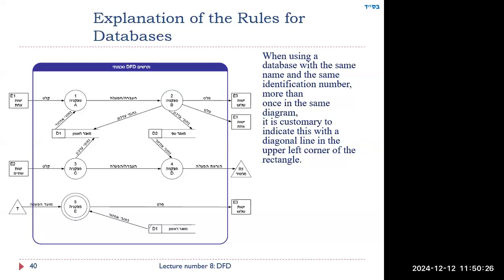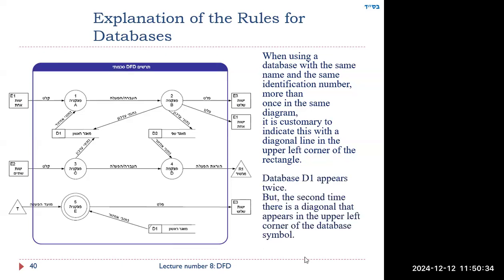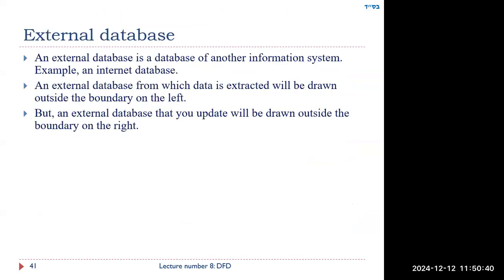When using a database with the same name and the same number more than once, we put a diagonal there. So you're allowed to use it twice. Database D appears twice, but the second time there's a diagonal. Further, external database. An external database is a database from another system, like an internet database. An external database will be drawn outside the boundary, on the left or the right, depending on whether we're reading or writing.